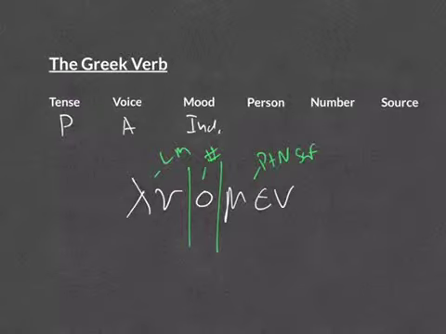It's going to be first person. You know what the number is? If you look at the plural, yeah. So this would be present active indicative first plural.